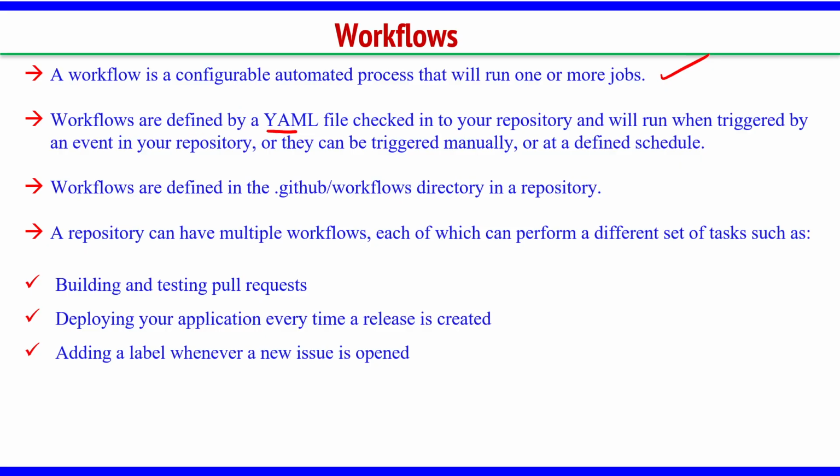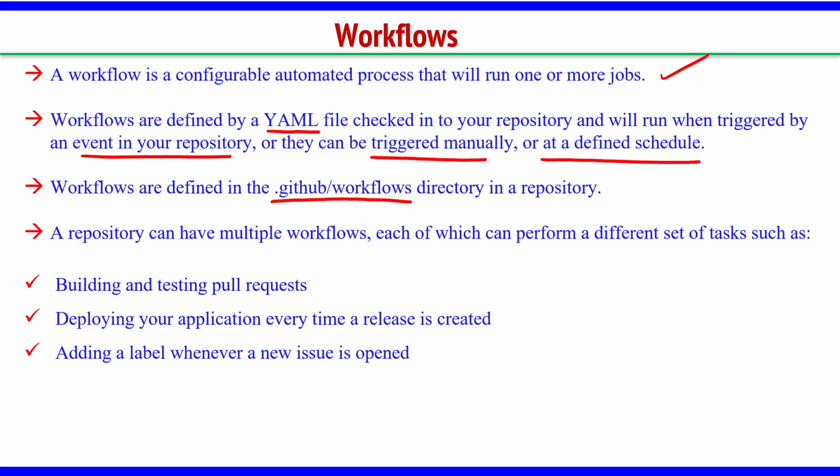Workflows are defined by a YAML file. Okay, YAML, yet another markup language, a file checked into your repository that will run automatically when triggered by an event in your repository. So there will be code written. Actually, how is that triggering happening? There is one YAML file which will contain the script, which will contain the instructions to trigger. Or they can be triggered manually or at a defined schedule. So this YAML file will contain all the instructions to trigger a workflow. Okay, so workflows are defined in the .github/workflows directory.